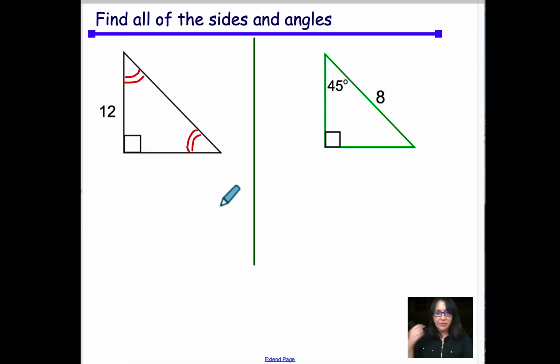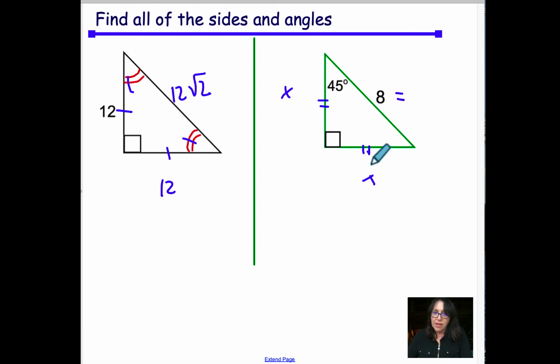Find all the lengths of the sides of the triangle. So for this one right here, we have 12. I know this is a 45, 45, 90 because my angles are the same, which means if my angles are the same, the sides have to be the same. So this is 12, 12, and then this is going to be 12 root 2. And again, another 45, 45, 90, x, x, and this is equal to x root 2.